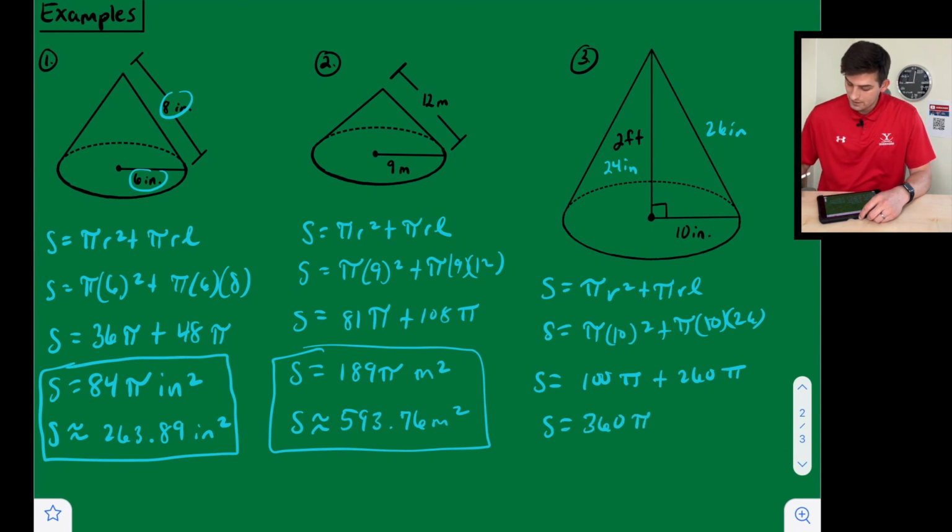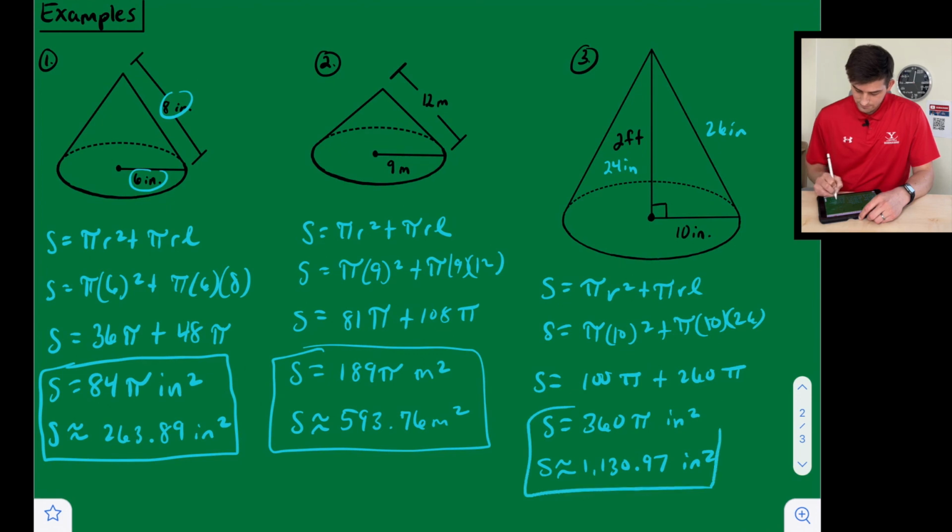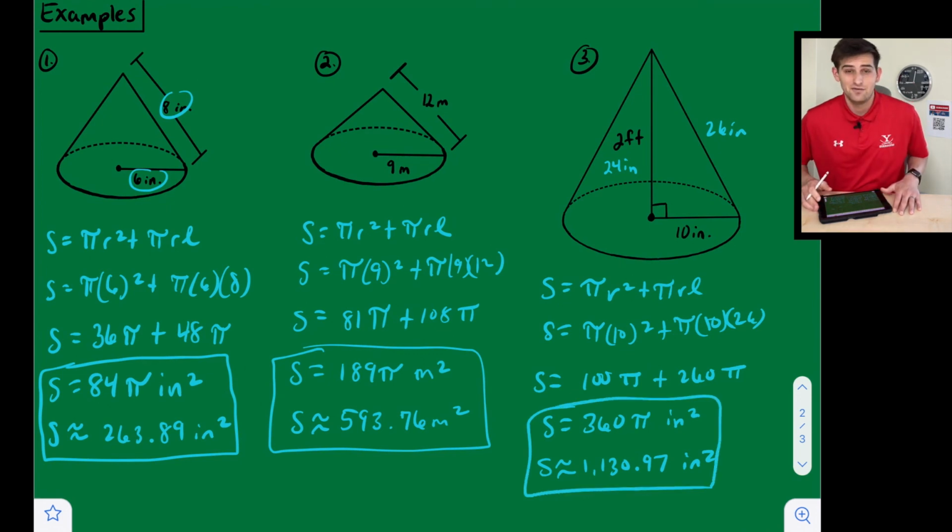So now we can type that in our calculator, 360 pi, and we get a decimal approximation of 1,130.97, and both of these are square inches. Okay, and that is how you find the surface area of a right cone.